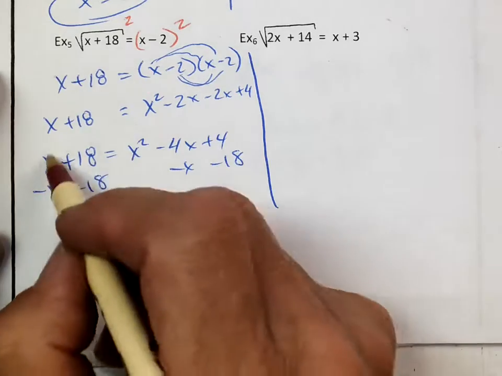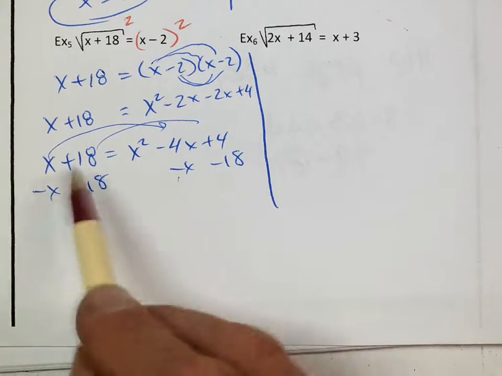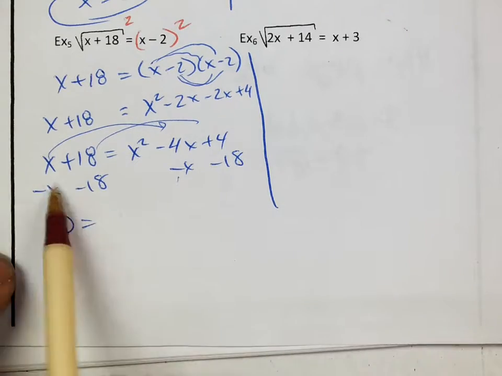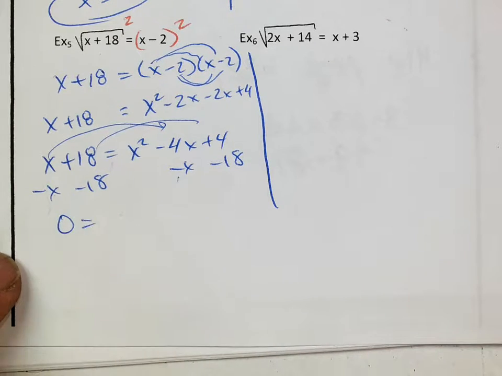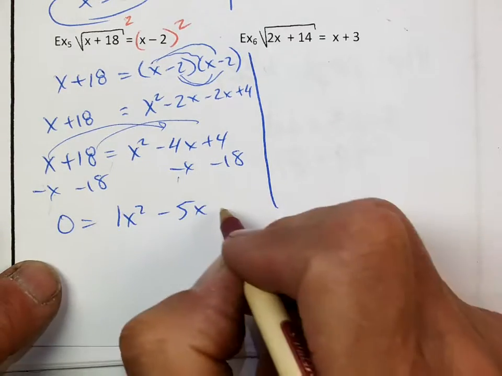I just want to bring everything over, right? So I go minus x, so I get rid of it. I need it to equal 0. It has to equal 0. So I get rid of the x, get rid of the 18. For the calculator to work, it's got to equal 0, okay? Then I get a 1x squared minus a 5x minus 14, right?